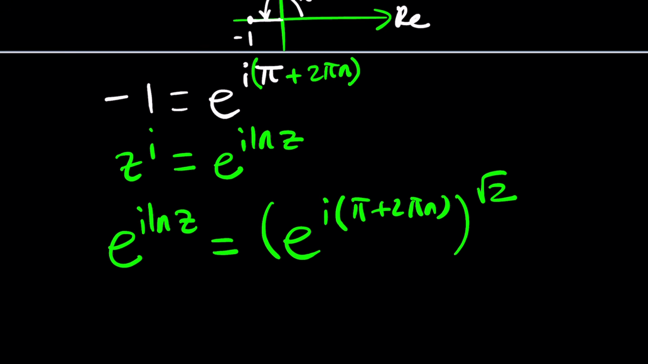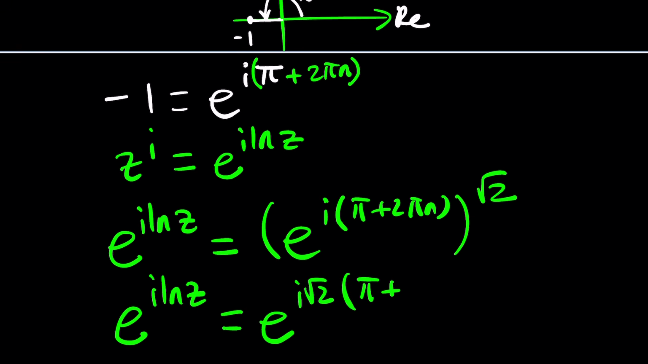Everything is simplified to the exponential level. And this is amazing, don't you think? We have now everything in exponential form. We're going to go ahead and distribute. This gives us e to the power i ln z equals e to the power i root 2 multiplied by pi plus 2 pi n.